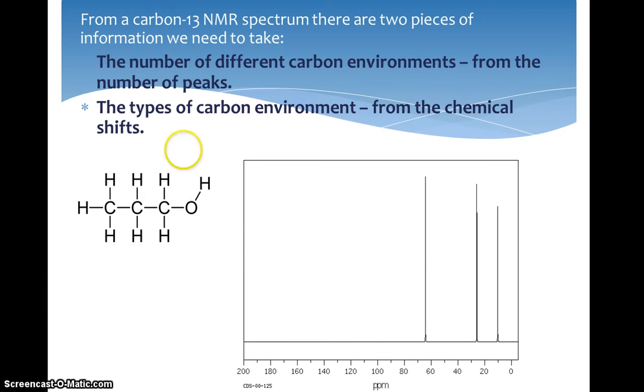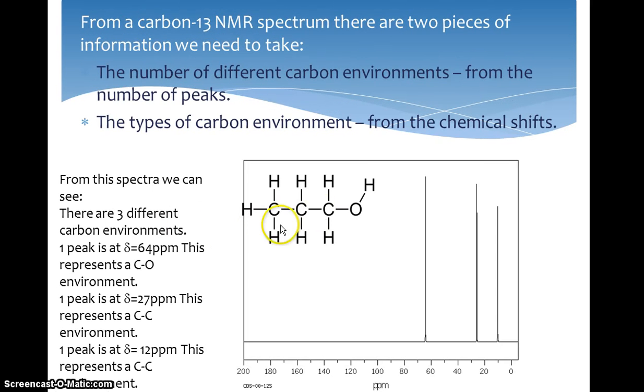Okay, here we have a molecule of propan-1-ol, and we've got 3 different carbons, and you can probably see that they're each in a different environment. Okay, and here is the NMR spectrum that we would get for this molecule. So if we have a little look, we can see obviously there are 3 environments.